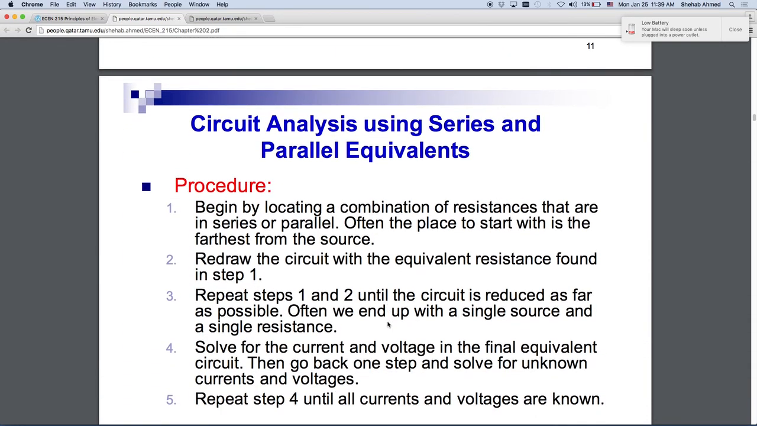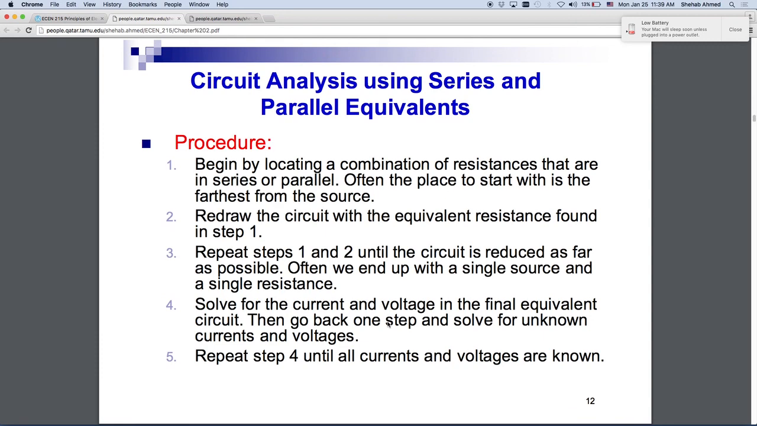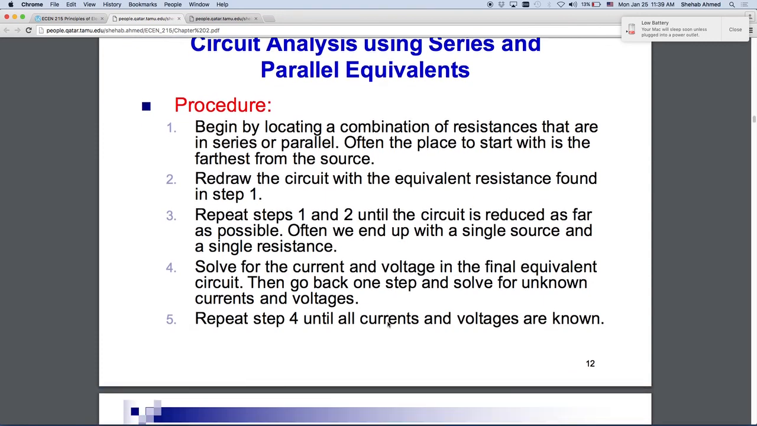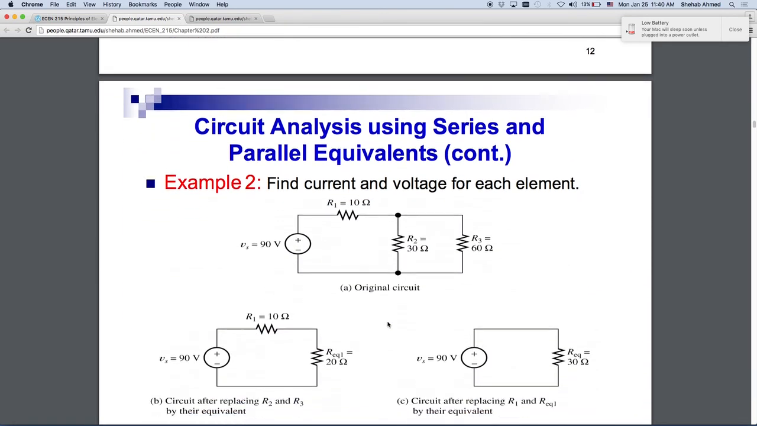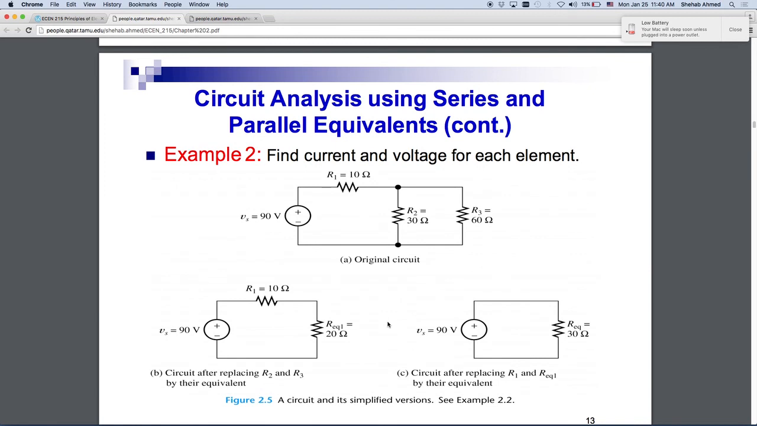Okay. So I just talked about the process that we just went through to solve these circuits. So please read that. And then there are just more examples here. So yes, ma'am.